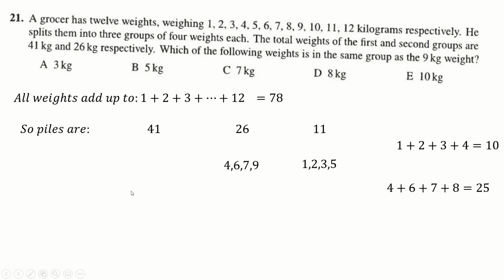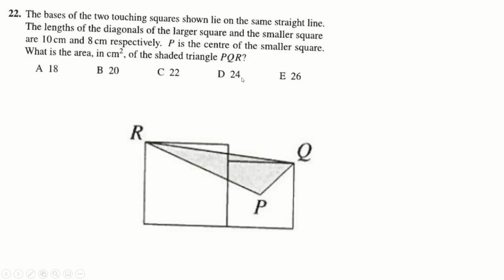And now, of course, you could put the remaining weights in here, but the question asks which of the following weights is the same as the 9. It's 4, 6, and 7, and of those, the 7 is here, so 7. Good. 22. Lovely question. Really lovely.